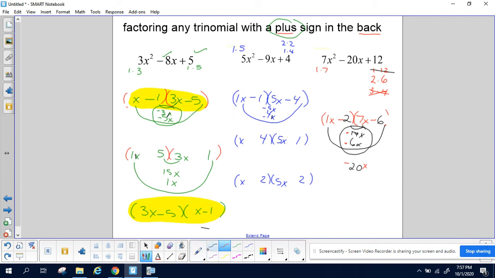Now there are 2 ways. Remember, you won't have to write the 1 here. And you could write 7x minus 6 in the front parenthesis and the x minus 2 in the back parenthesis. So either this answer or this answer, both are accepted for your Delta Math.